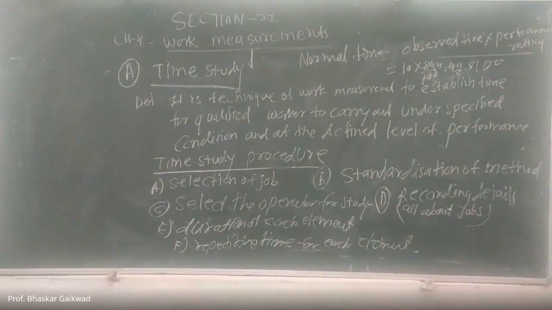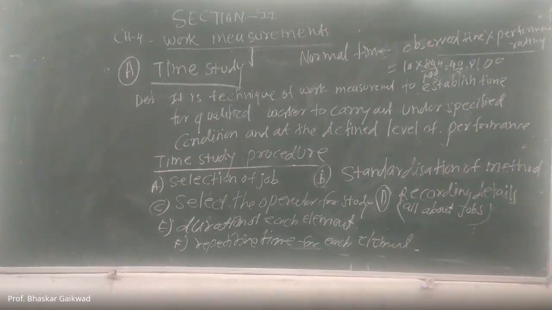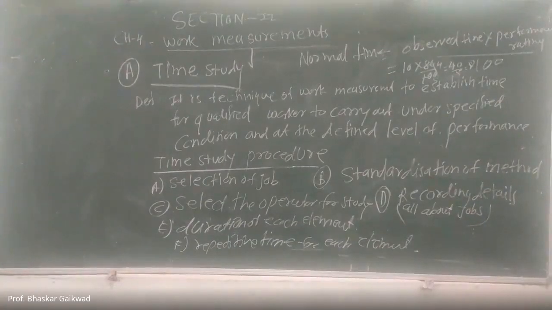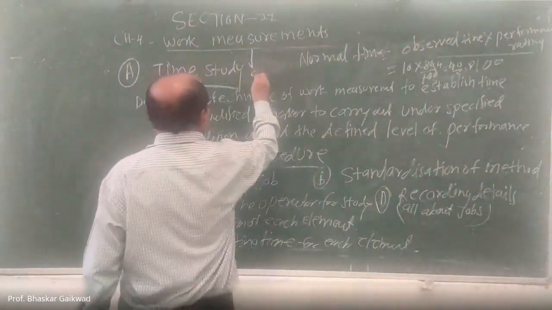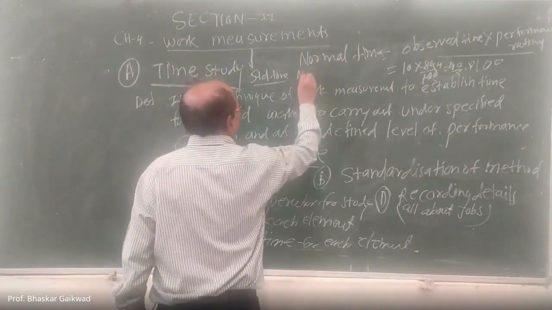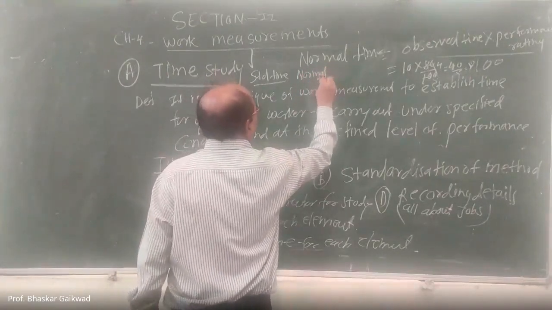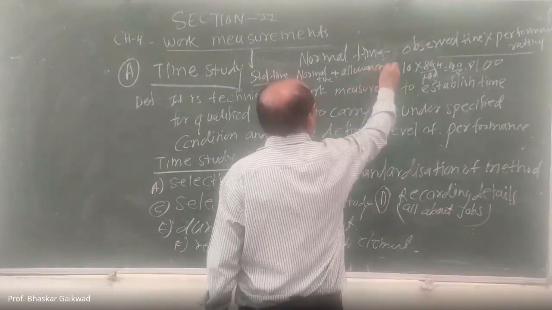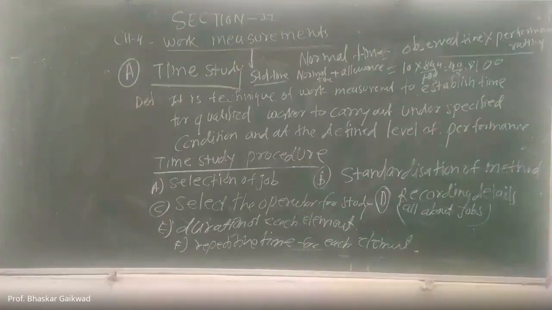Like this, we can calculate the normal time. And to this normal time, we have to add the personal allowance or contingency allowance, and then it will become the standard time. So standard time is equal to normal time plus allowance. This allowance may be personal allowance.